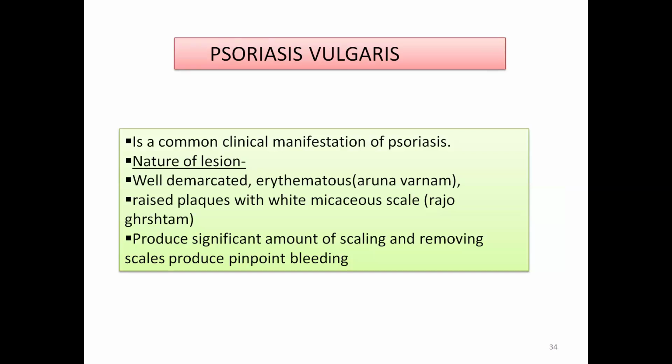It's a common clinical manifestation of psoriasis. Nature of lesion: well demarcated, erythematous. Varna will be the raised plaque with white micaceous scale. Krishtam, Rajakiriyad. Produces significant amount of scaling, and removing scales produces pinpoint bleeding. Auspitz sign will be there.